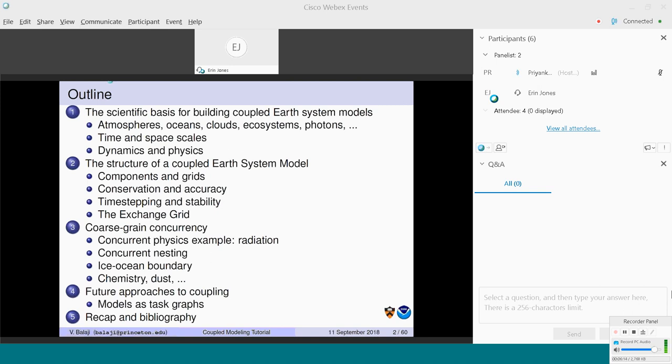Then we'll talk about how we can go in the future if you want to make it more and more fine-grained coupling, how we do it. There's a kind of a graph theory method for coupling, which we are starting to explore. We're not really going very far with it yet. And then I'll recap everything that we've done and give you a few links at the end.